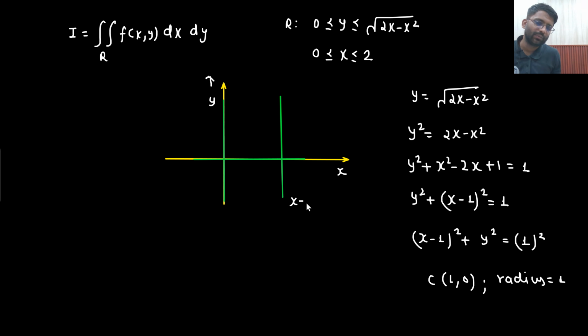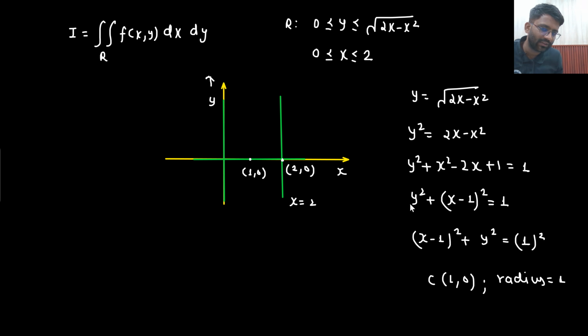This was your x equals 2. So this point is (0, 2, 0). Center at (1, 0). You need to make a circle with center (1, 0). Along with that, the value of y is positive, no?